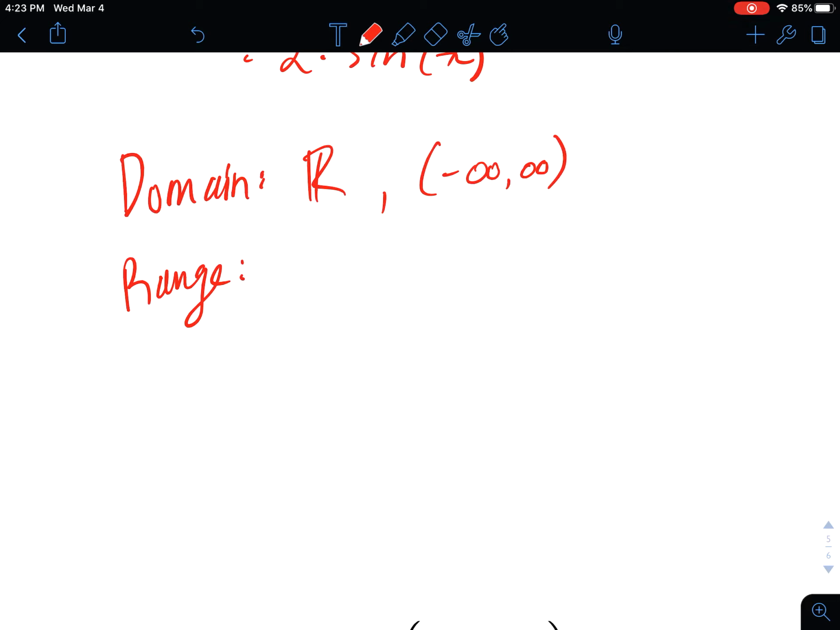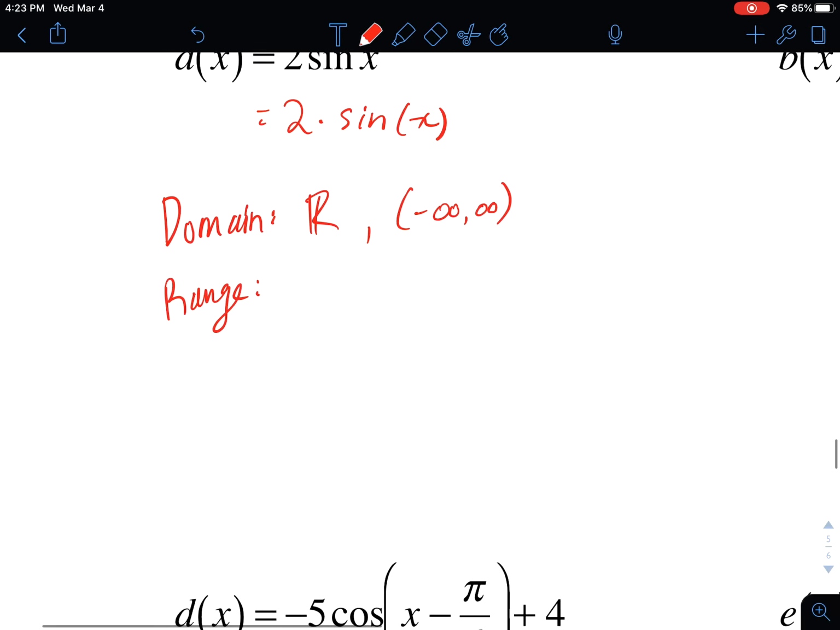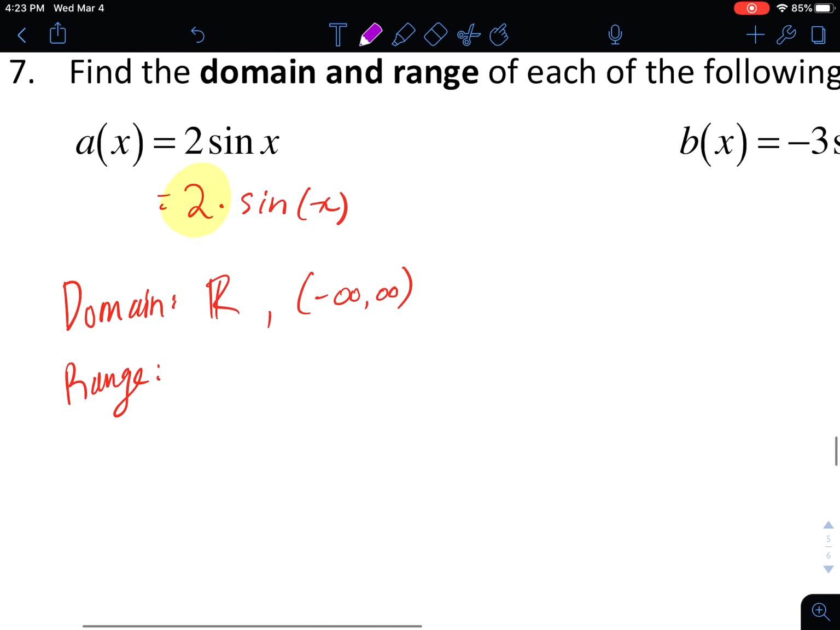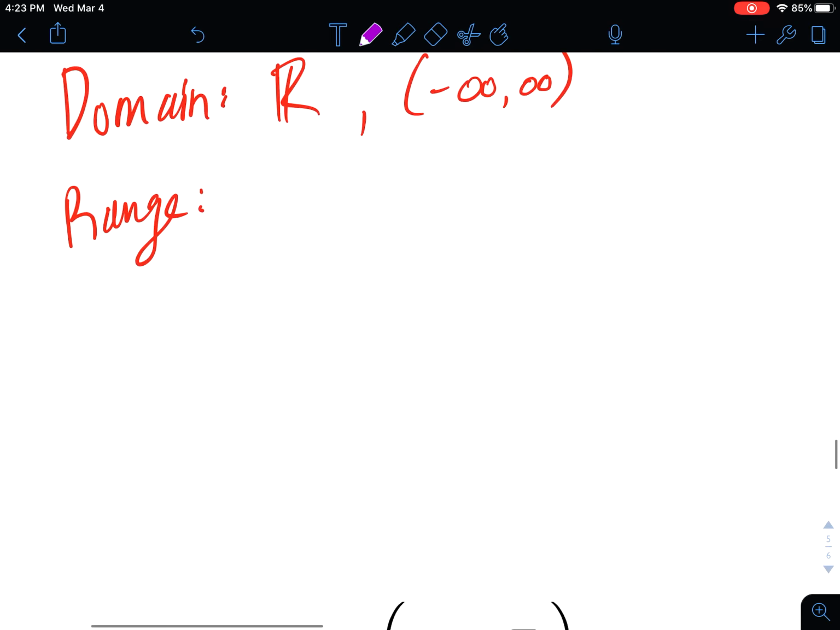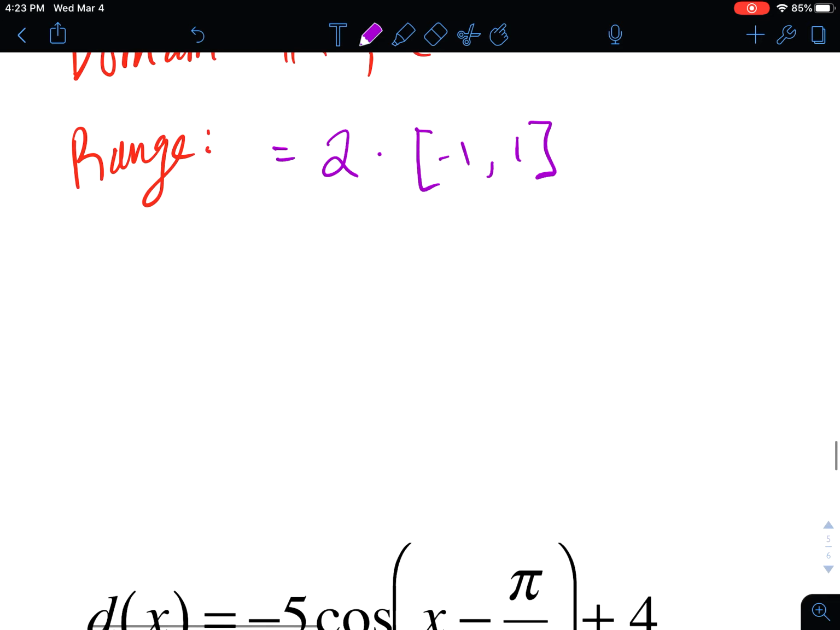Here, the range changes a little bit, but not all that much, because we can think of this transformation as a vertical stretch by a factor of 2. Or if you like to think about it algebraically, this is going to be the function 2 times, well, something on the range from negative 1 to 1. And so our range should be negative 2 to 2.